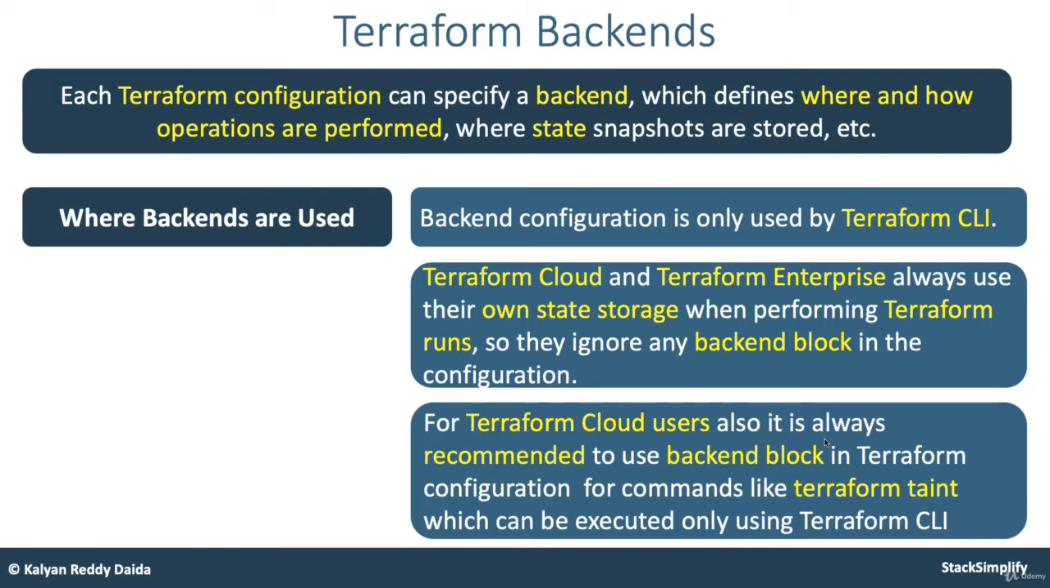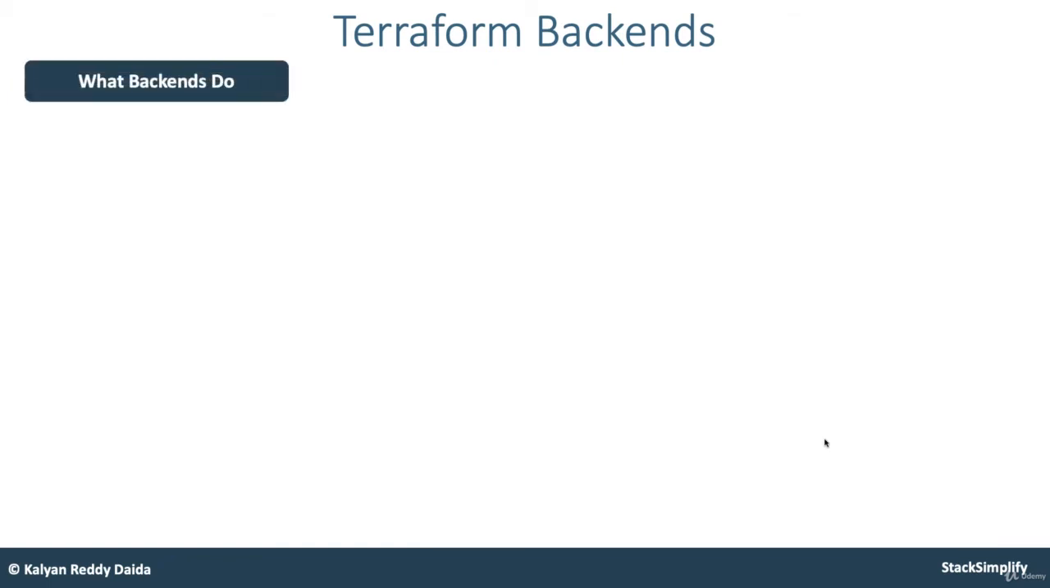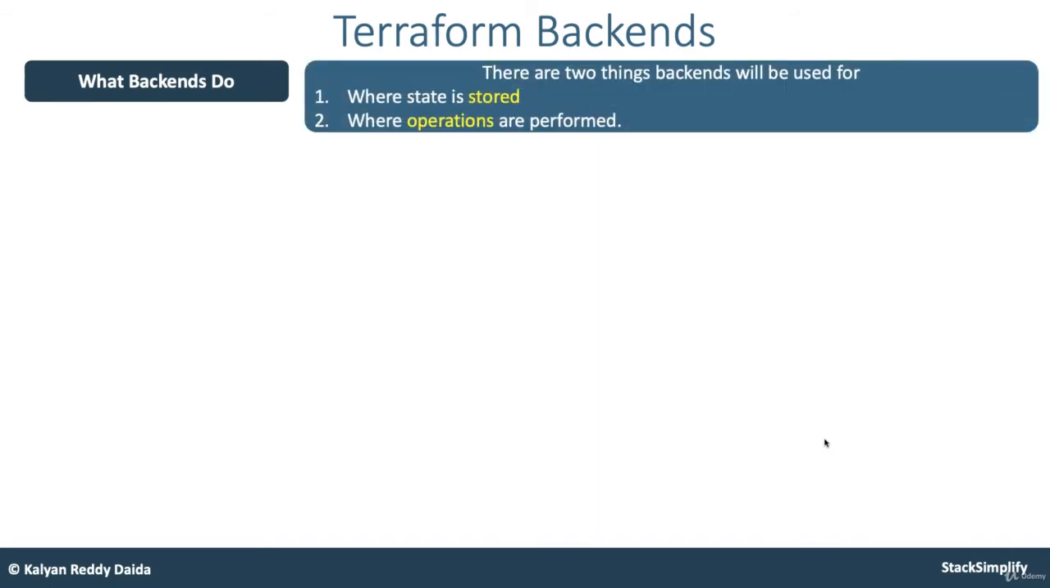So with that said, the recommended approach in your standard configuration is to always use the backend block where your remote state storage is present, in all your configuration projects. Moving on, what do these backends do? There are two things these backends do: one is we are able to store the state, and second is where operations are performed.